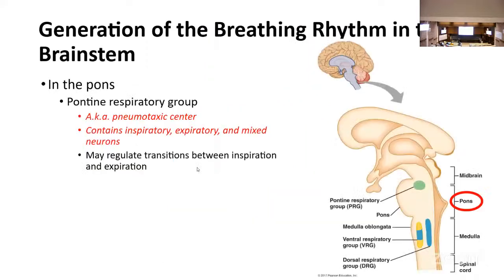We also have some in the pons. So in the pons, you can see the pontine respiratory group up here in green. This is also sometimes referred to as your pneumotaxic center, and it has all the different types of neurons as well. We don't know exactly how it works or exactly mechanistically what it's doing, but we think it's maybe regulating how you move from that moment where you're breathing in. We know we're coming to equilibrium with the environment as we hold the most air. And then when you switch to breathing out, we think it is maybe doing something related to that.